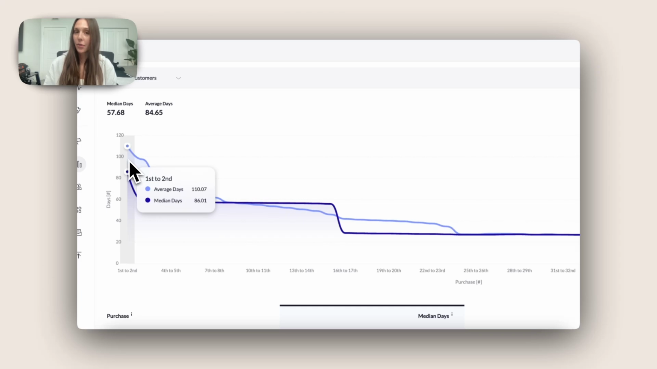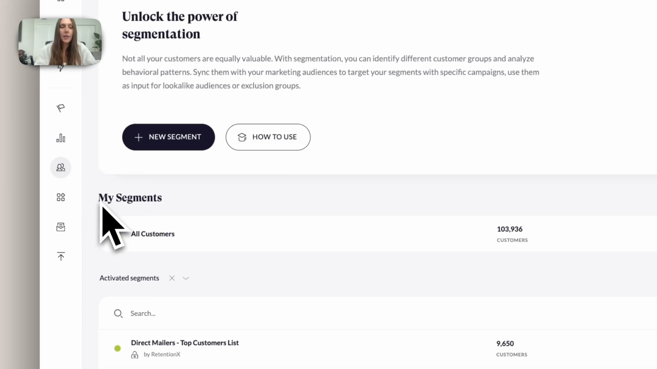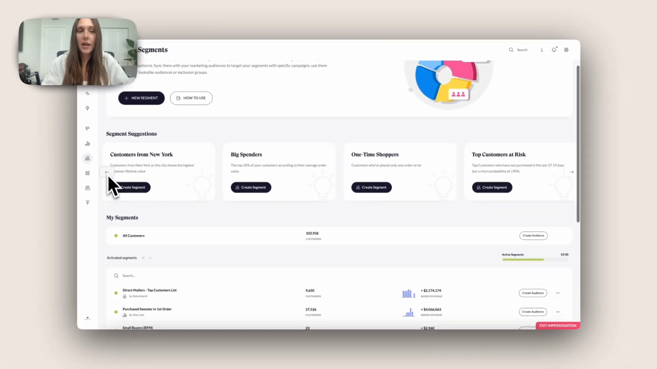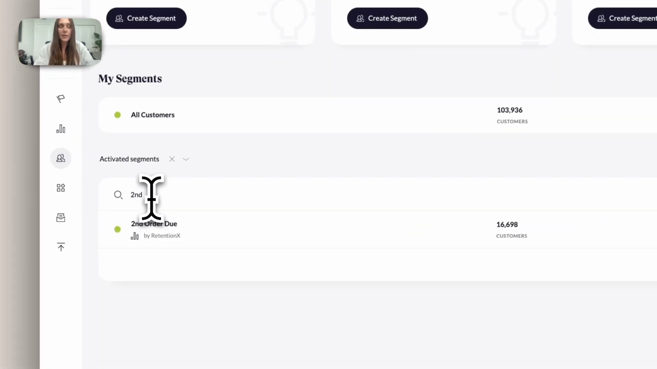And how we recommend really optimizing here is by coming over to our customer segment section. In general, once you install RetentionX, this would be considered under a segment suggestion. It's called second order due. All you would have to do is select create segment and it'll auto-populate for you. But in general, what we would be referencing is this segment right here, second order due.